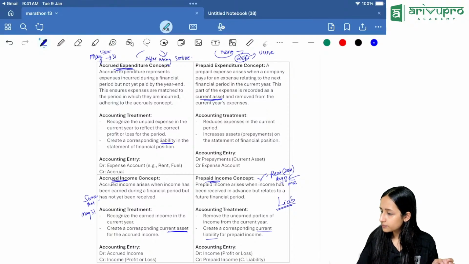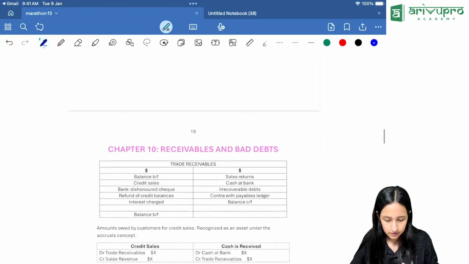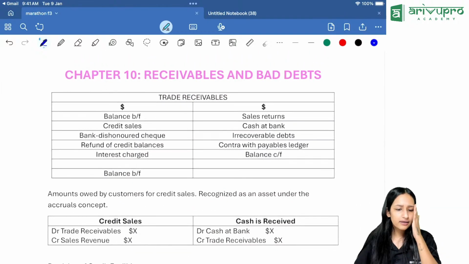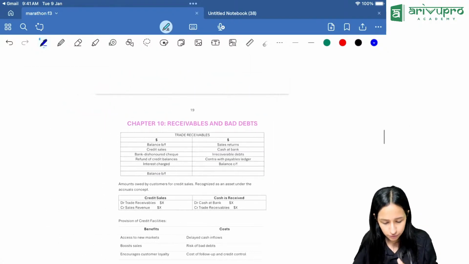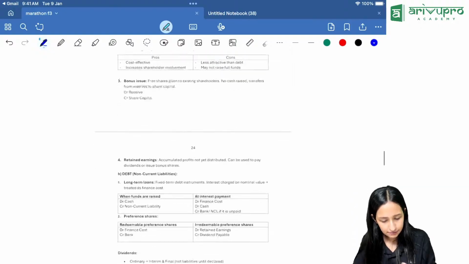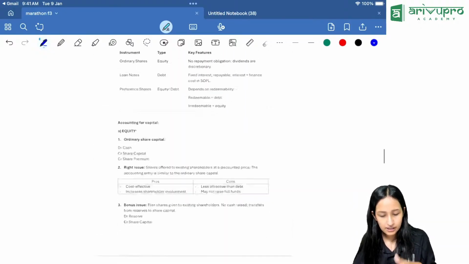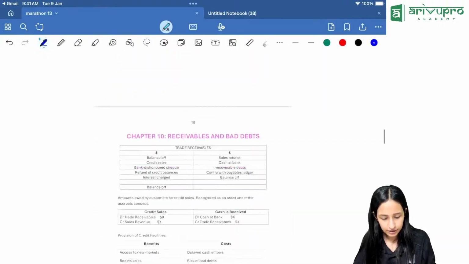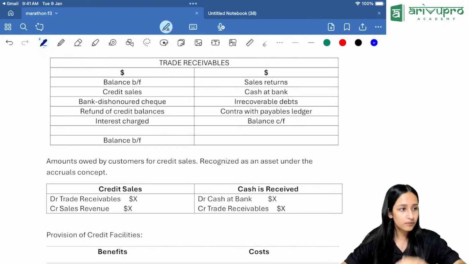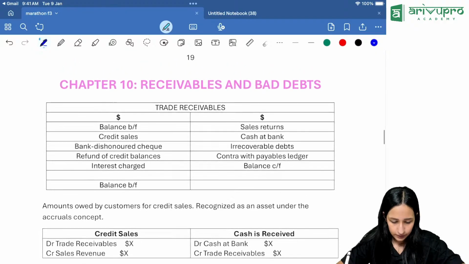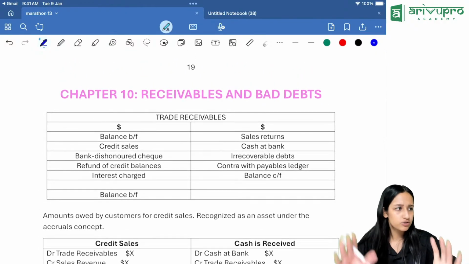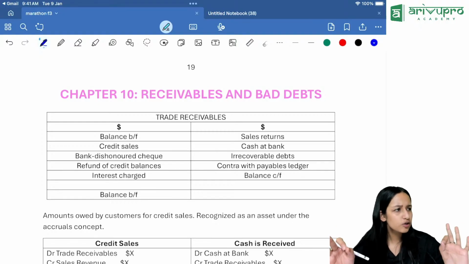Got it? Next, guys. Now we'll go to chapter number 10, which is receivables and bad debts. Again, these next few chapters are going to be very simple. This is receivables, and then we have payables, and then we have capital structure. We have reconciliation. Very, very simple. We can finish it off quickly. Okay, it's almost been 1.5 hours since we started and we exactly finished half of the portions. That's good progress, right? Because we thought in 3 hours we'll finish it.